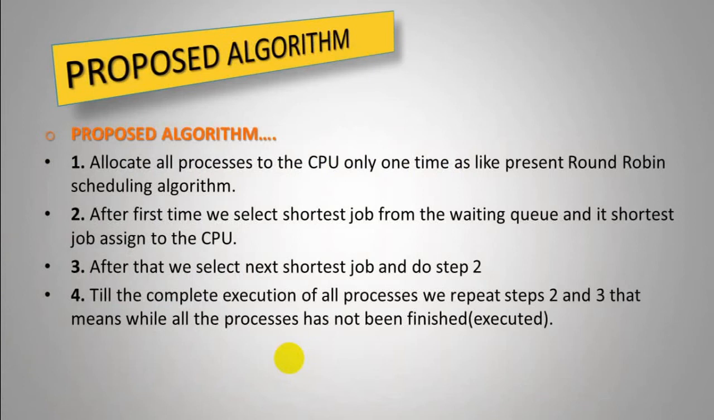So let's look at the proposed algorithm. Step 1: allocate all processes to the CPU only one time, as in the present round robin scheduling algorithm. Step 2: after the first time, we select the shortest job from the waiting queue and assign that shortest job to the CPU. Step 3: after that, we select the next shortest job and repeat step 2. We repeat steps 2 and 3 until complete execution of all processes, that means while all the processes have not been finished.